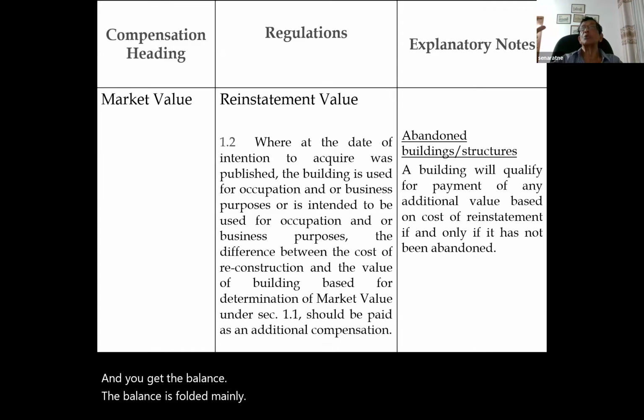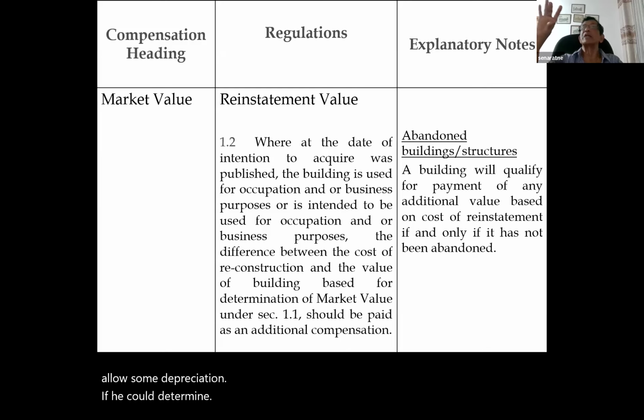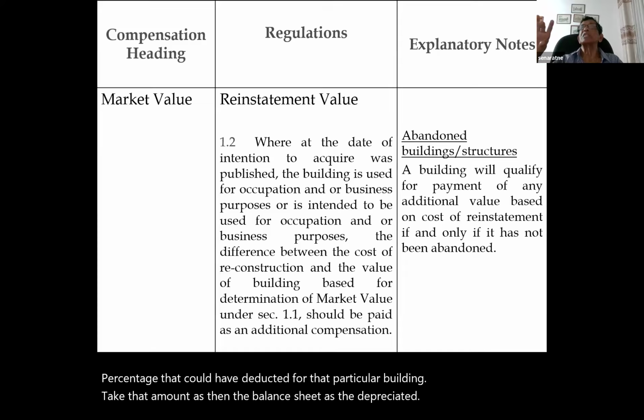And again, based on the depreciation, based on the age and condition of the building, we allow some depreciation. If we could determine the percentage that could be deducted for that particular building, take that amount, then the balance we take as the depreciated replacement cost of the building.